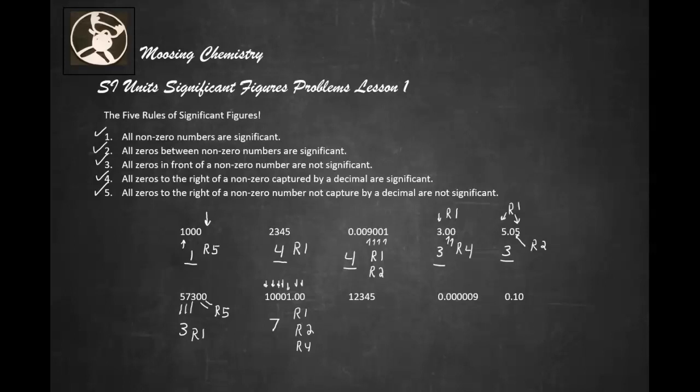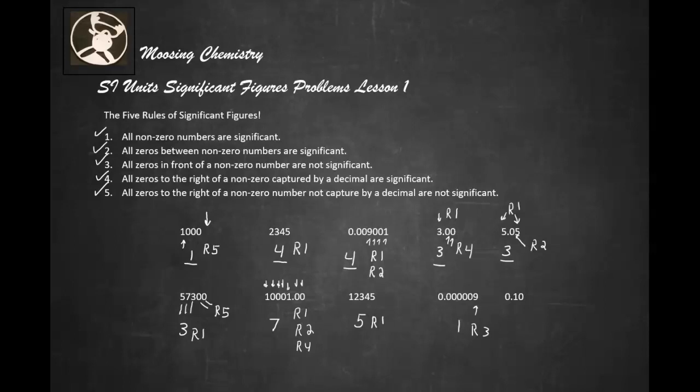Now, we got 5 significant figures on this one. And that's because of rule number 1. Rule number 1 states all non-zero numbers are significant. Okay, in this one, we only have one sig fig, and that is because of rule number 3. All zeros in front of a non-zero number are not significant. So all those zeros in front of that 9 are not significant.